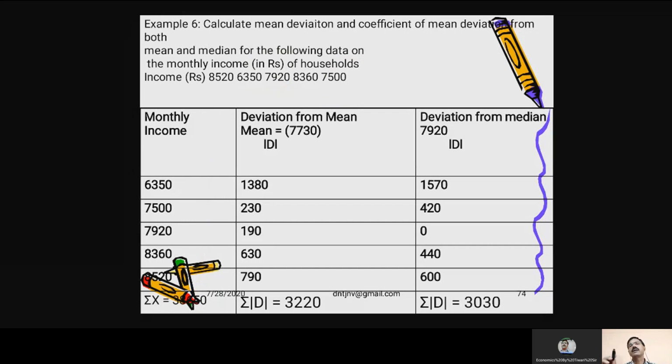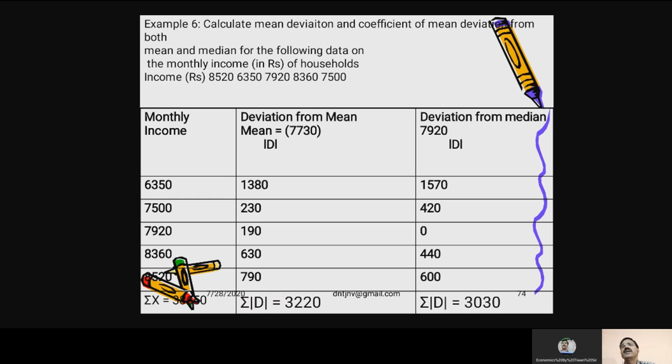X bar is sigma X upon number of items. Your X bar is 7730. So 6350 minus 7730 is 1380. Then 7500 minus 7730 is 230. 7920 minus 7730 is 190. In the same way, the value of x minus x bar comes as 630. What we have done, we have ignored the plus minus sign and taken only absolute values, and to show this, we have used the concept of modulus. Adding these, we will get 3220.